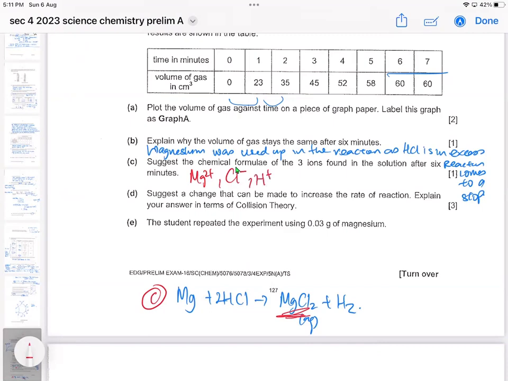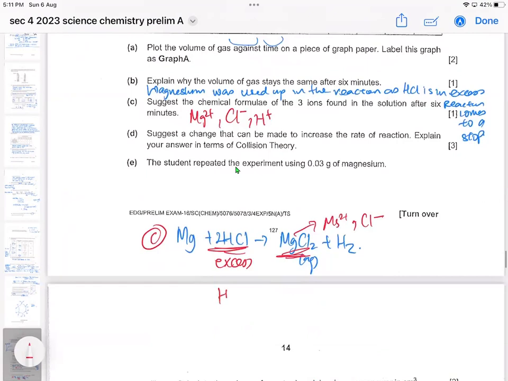Why is that H+ ions? This MgCl2 gives us Mg2+ and Cl-. Don't forget HCl. This is in excess. Because it's in excess, there's also H+ and Cl- from here. So the ions are number 1, number 2, number 3. This is due to the excess HCl that is present. Hence, you have the H+.